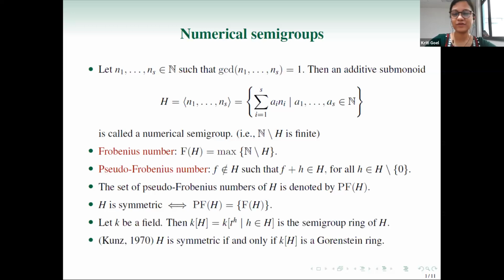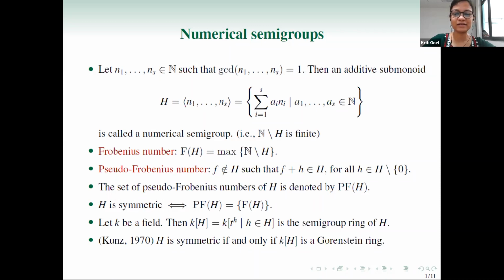The other object that we associate with numerical semigroups is the semigroup ring. This is the algebraic association of this so-called combinatorial object. So what is the semigroup ring which we can associate? Let's say we have a field K. Then the semigroup ring, which we denote by K[H], is a subring of a polynomial ring, generated by the monomials of the form t to the power h, where h varies over the elements of the semigroup. Since we are associating an algebraic object with our semigroup, one would want to study properties of the semigroup in terms of the ring and vice versa. One beautiful connection was made by Kunz in 1970, in which he proved that we have a symmetric numerical semigroup if and only if we have the Gorenstein property for the corresponding semigroup ring.